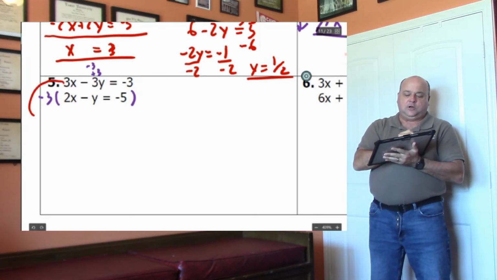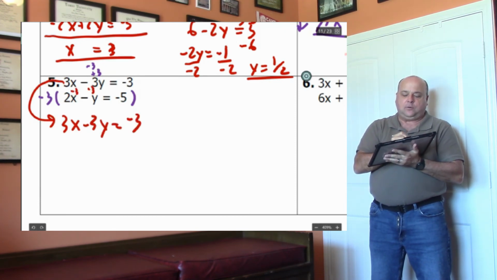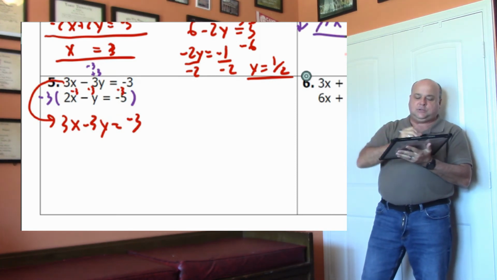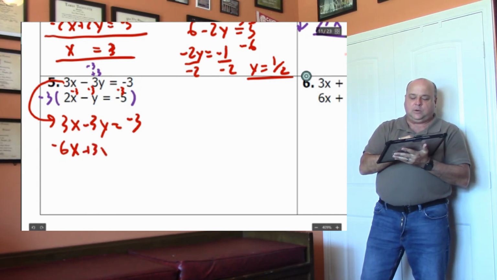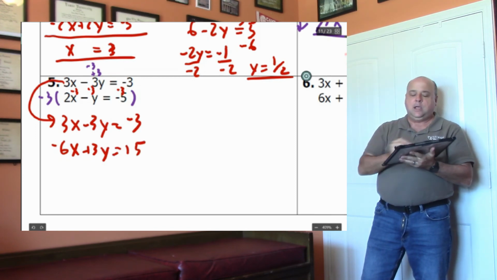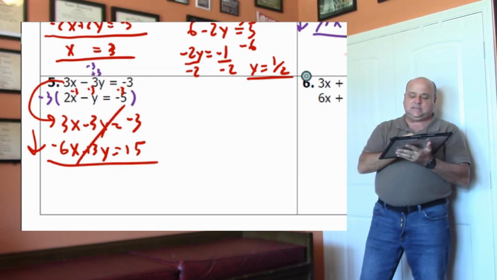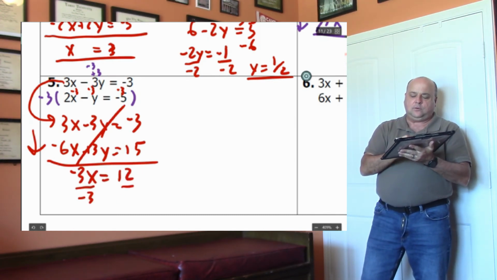So I'm going to take the first equation and write it down. Nothing changed. And then I'm going to multiply by -3, aren't I? I've got to multiply through. -3 times 2 is a -6x. -3 times -1 is a +3y. -3 times -5 is a +15. Draw a bar. The y's cancel out. 3 minus 6 is -3x equals 12. Divide by -3, and I'm going to get x equals -4.